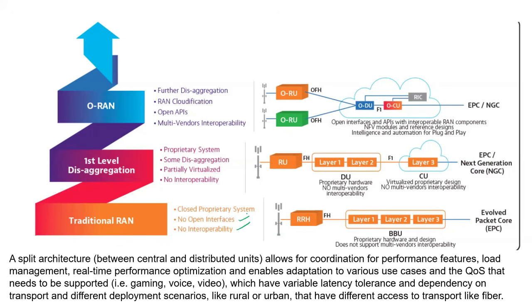But at the first level of disaggregation, we are divided into DU and CU. But now in case of open RAN, we use the terms open DU, O-DU, open CU, O-CU, O-RU, right? So these are things you can use in case of open RAN, and it will help to automate our functions related to load management, QoS, all these things, right? So these are some of the benefits of the open RAN, right?